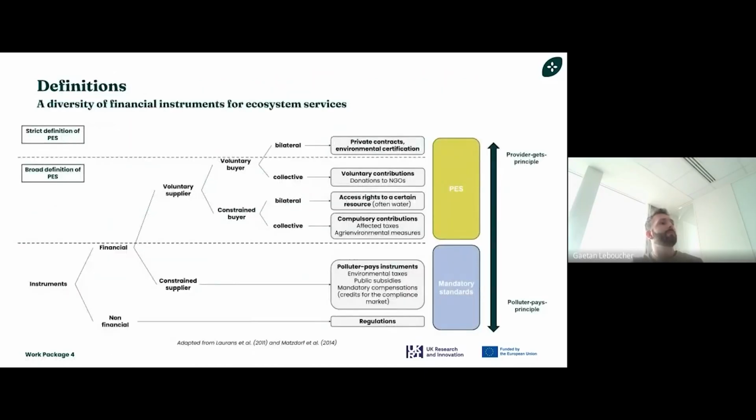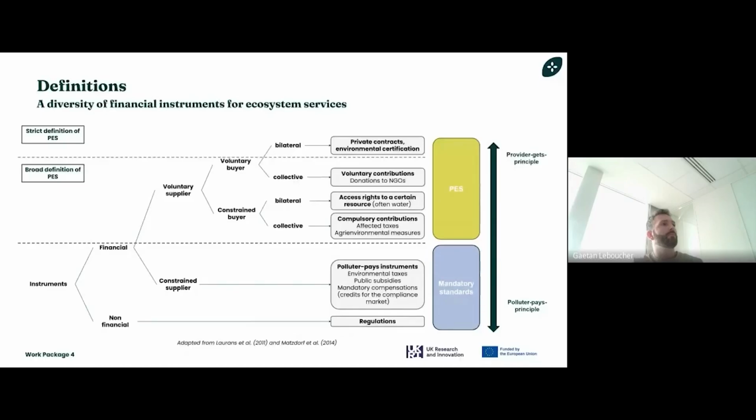So here to continue, this is a classification of PES that was given by a French organization. That is one approach to classify PES in the economic instruments. So the first criterion to classify the instruments for ecosystem services is whether it is financial or non-financial. Non-financial instruments include regulations and mandatory standards. So this can be, for example, tree cutting prohibition or the regulation of hunting for some species.